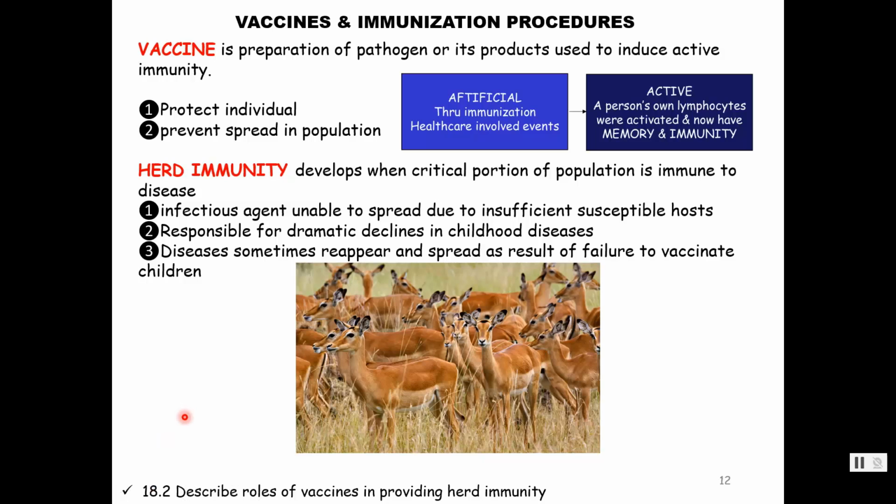So vaccination, we're going to talk about different types of vaccines. A vaccine is a preparation of a pathogen or its products that's used to induce active immunity. And it's to protect the individual that's getting vaccinated, but it also prevents the spread of that disease in the population. We're going to talk about herd immunity, and you've probably heard a lot about it on the news. Herd immunity develops when a critical portion of a population is immune to a particular disease. And so it basically restricts the spread of a disease because there aren't enough susceptible hosts. This is responsible for the dramatic declines in childhood diseases.